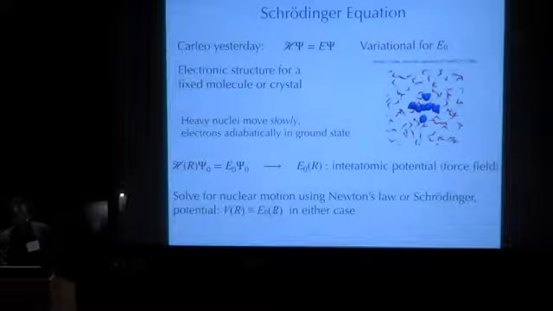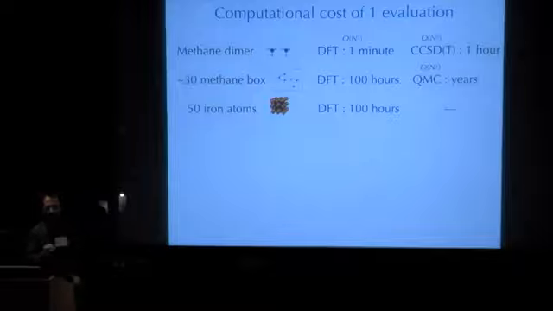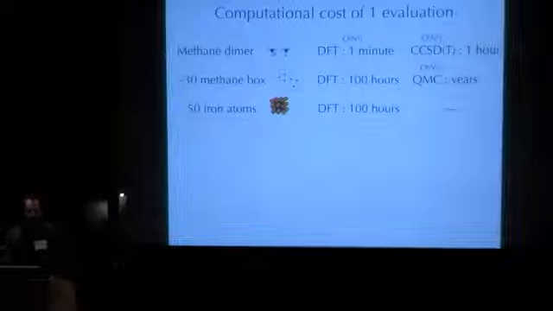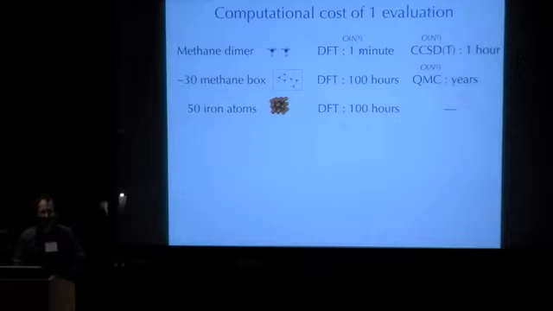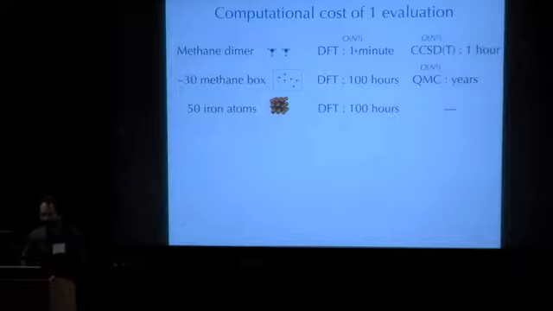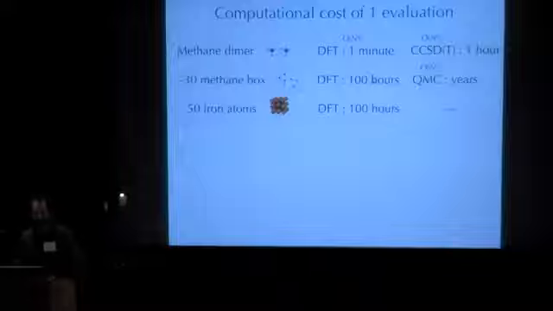So let me just show you again a little glimpse of how expensive it is to get this E0 of R for a given set of nuclear positions. I'm showing you the cost of a single evaluation for a bunch of different systems. So if you take a methane dimer, which will be later one of my examples, and you do something called density functional theory, which is one flavor of one approximation to the Schrödinger equation, it will take you 1 minute. All these numbers are for single core, single CPU. And it scales as N cubed. So if you take 30 methanes in a box, it will take you 100 hours.